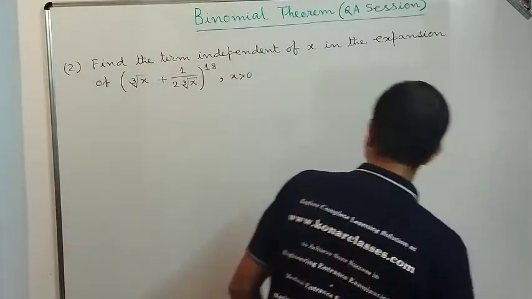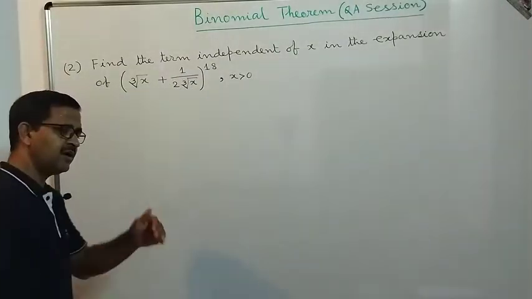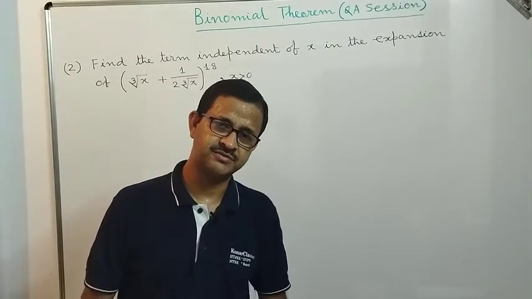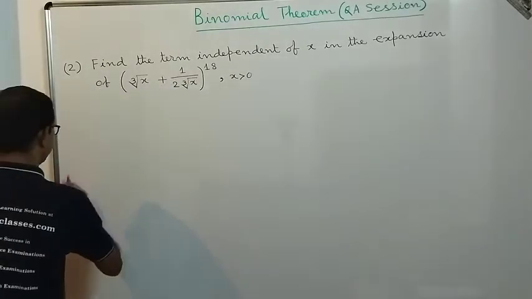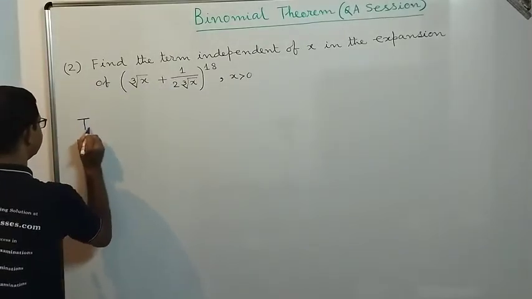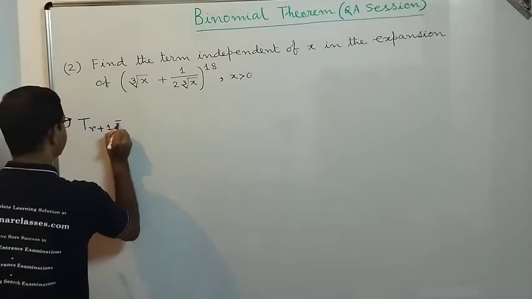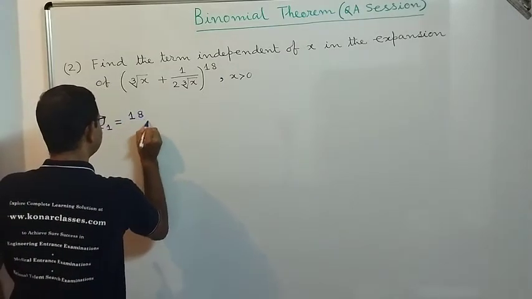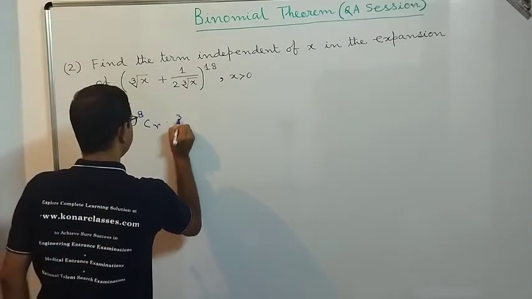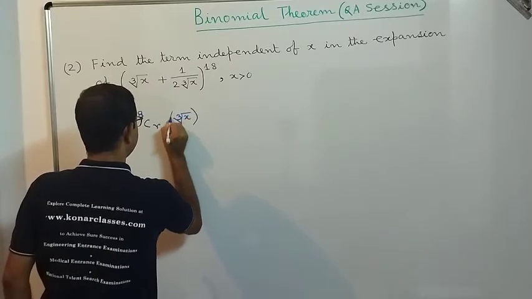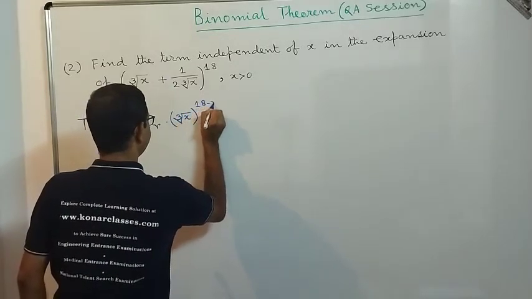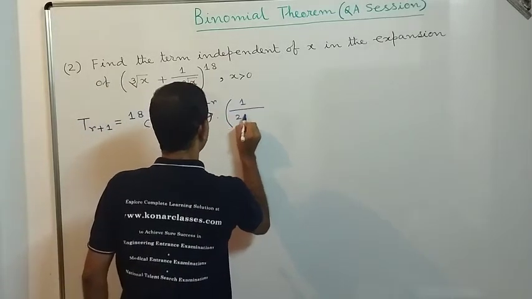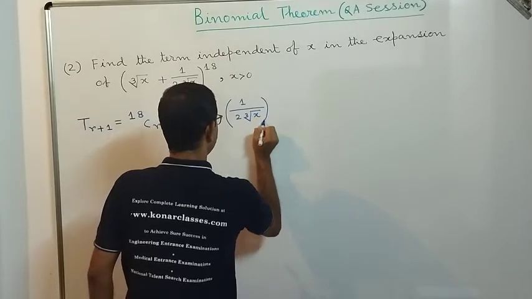So dear students, let us assume that the (r+1)th term is the term which is independent of x. So then what can we write? We can write T(r+1) is equal to nCr generally, but in this case n is 18. So it is 18Cr into (cube root of x)^(18-r) into 1 by (2 into cube root of x)^r.